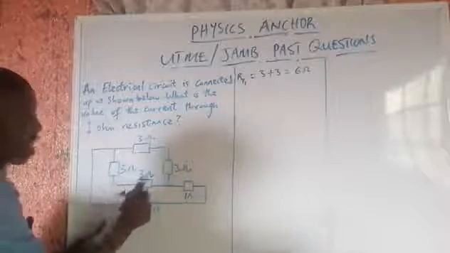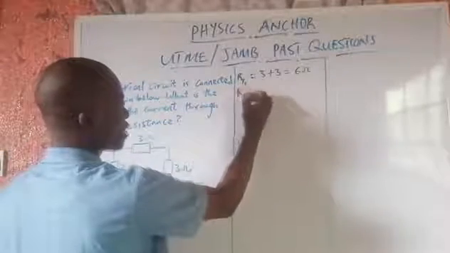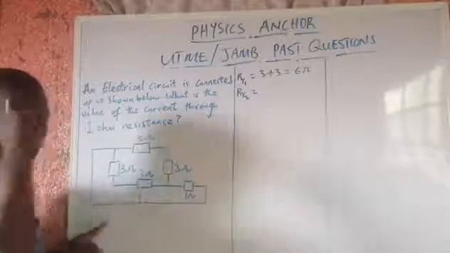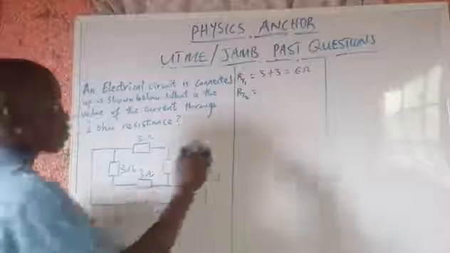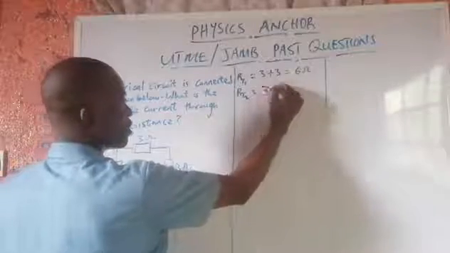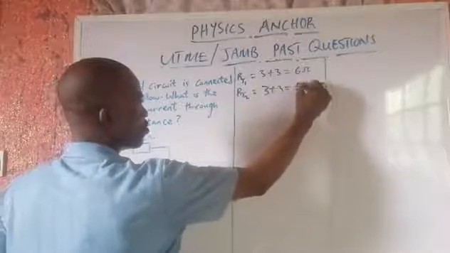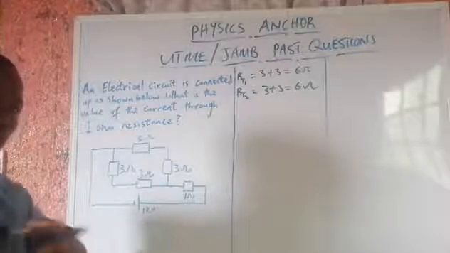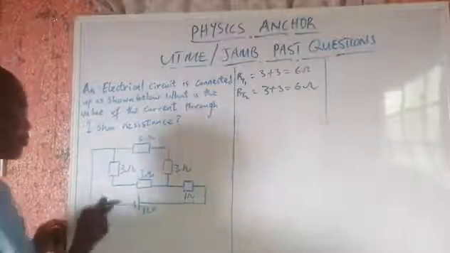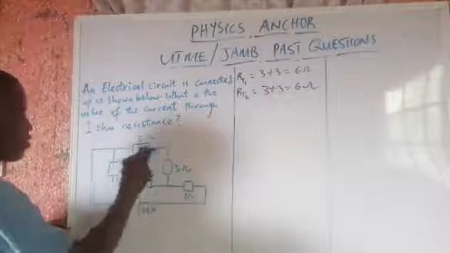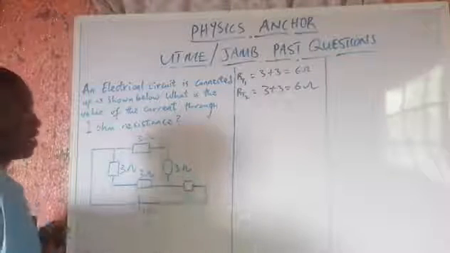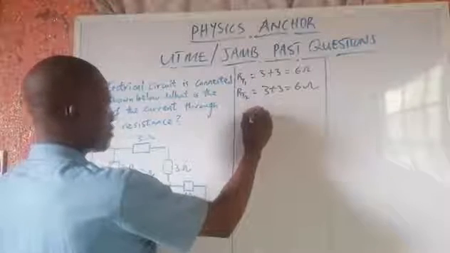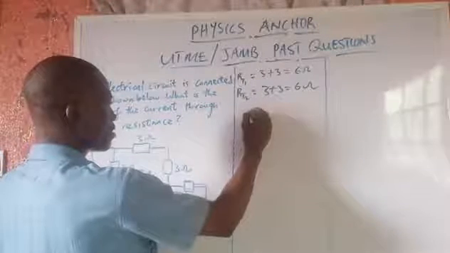This one also, R total 2, these 3 and these 3 are also in series. So that will also give me 3 plus 3, that will be what? 6 ohms. So series connection is always addition straight up. So we have this 6, we have this 6, and this one is still standing alone. So if you are to break down this circuit, it will have become something like this.